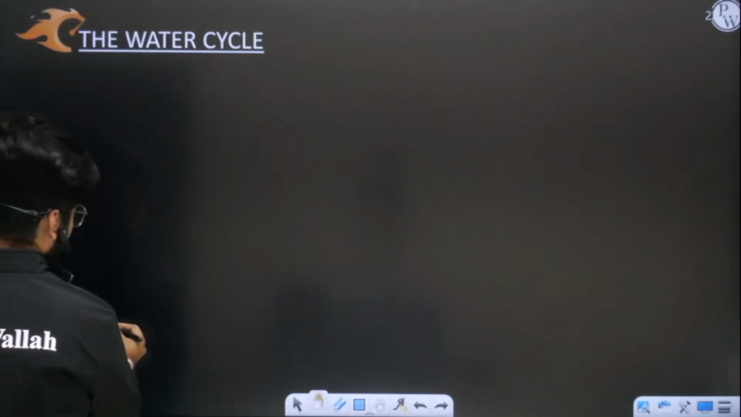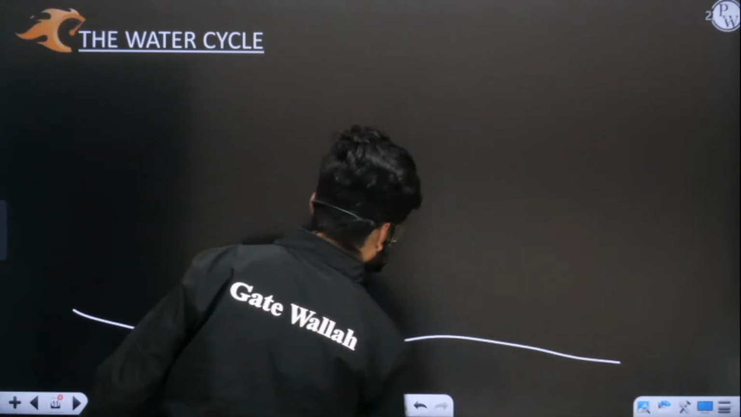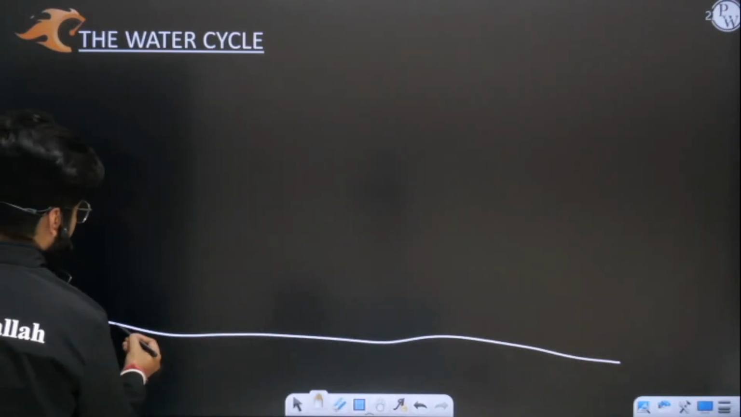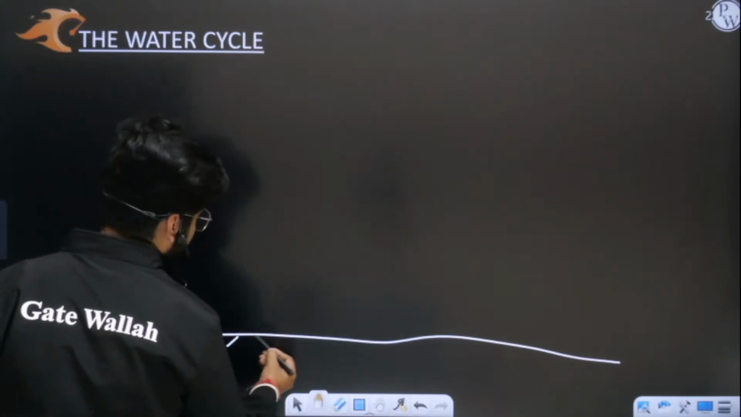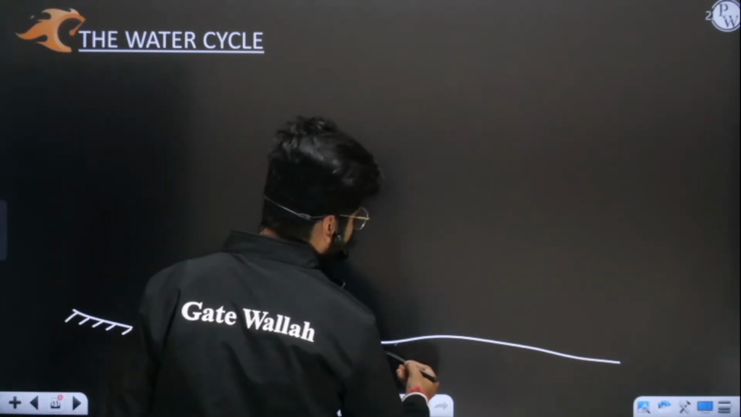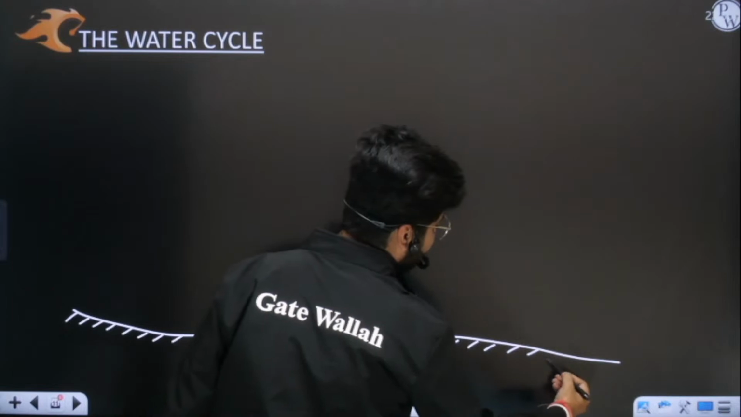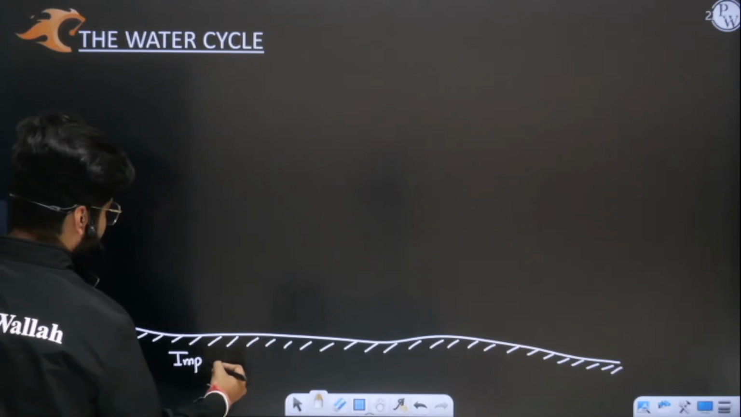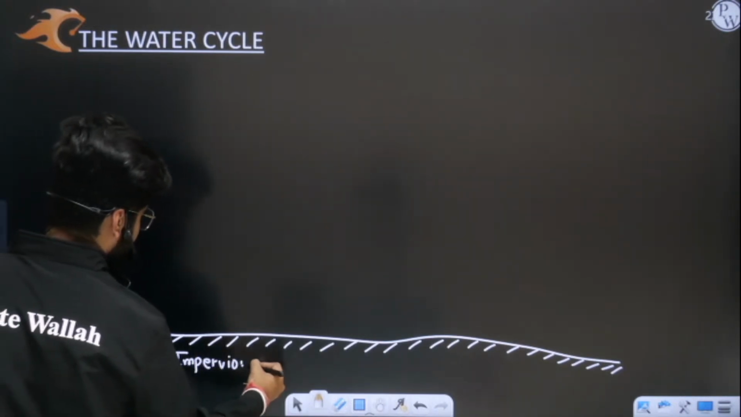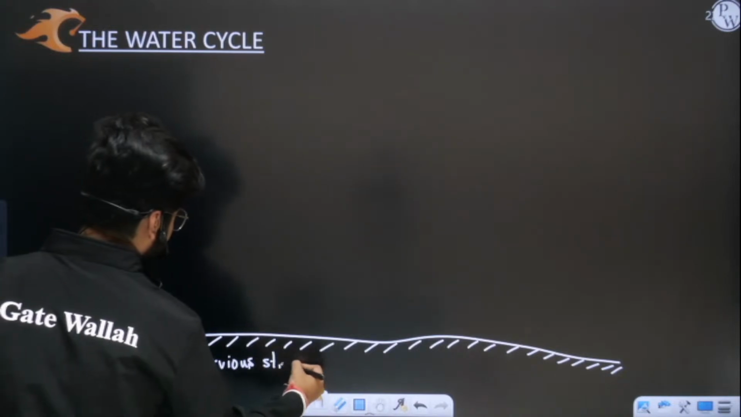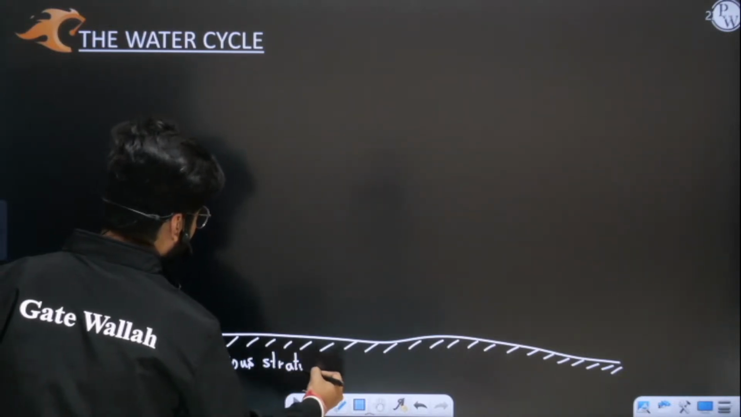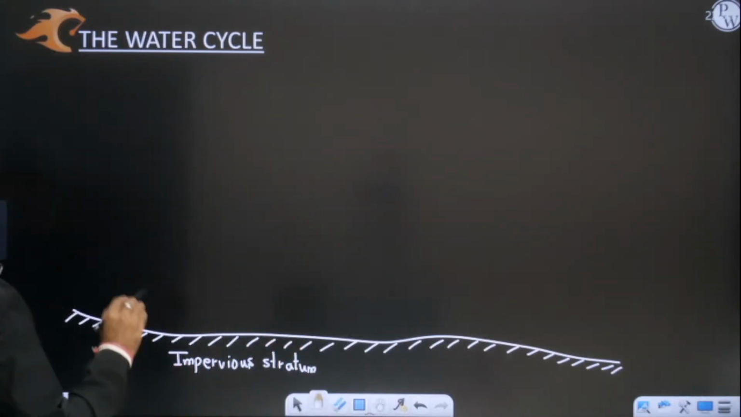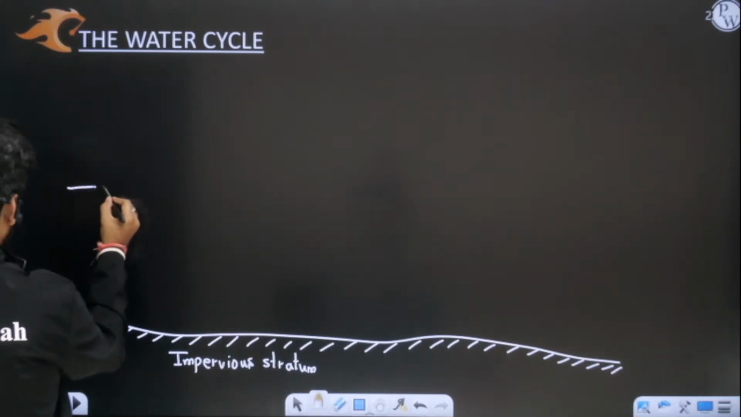Let me draw a good diagram. So this is your impervious stratum. What is the meaning of impervious stratum? It means water cannot go beyond this level. You can say these are rock layers, or you can say this is an impervious stratum or impervious layer, below which water cannot go. Understood, sir?